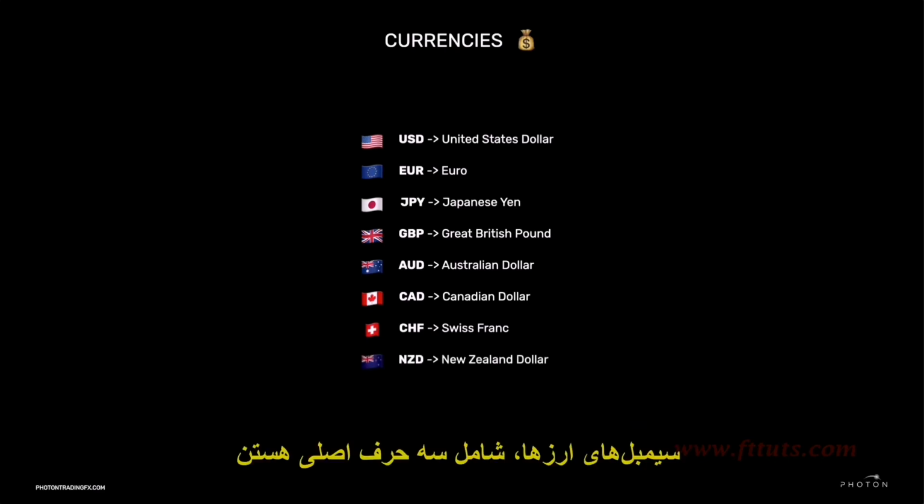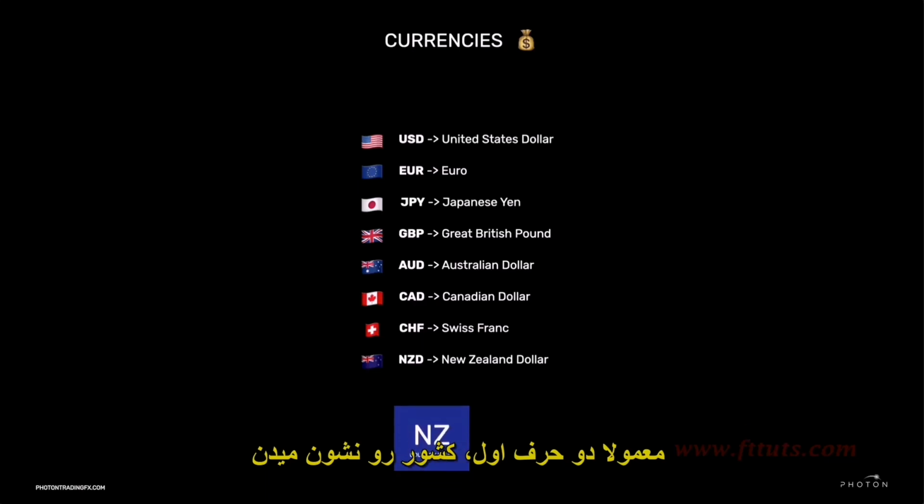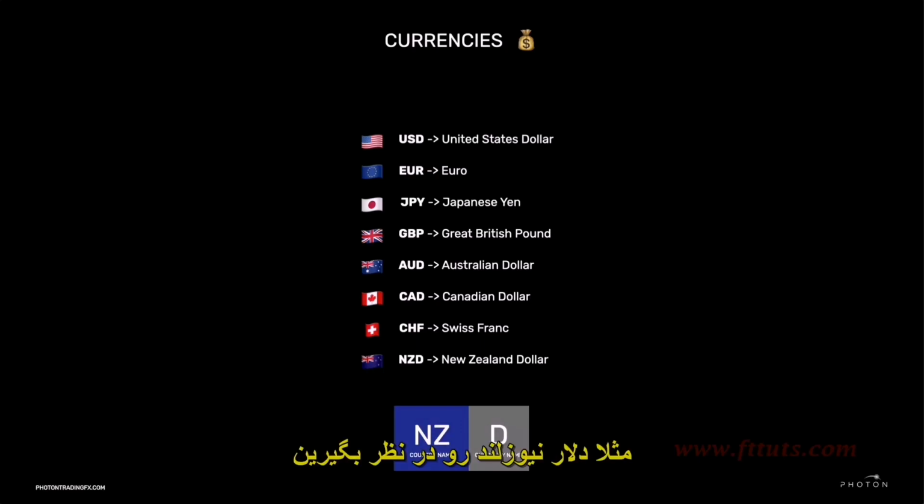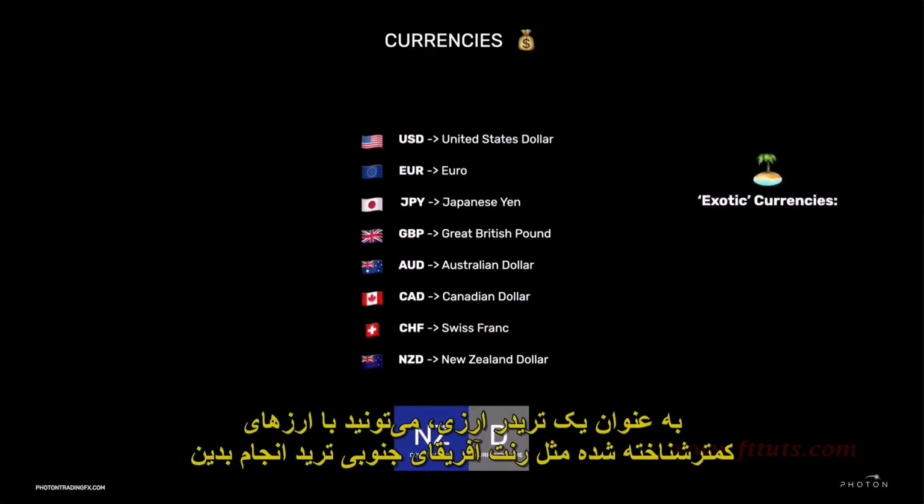Now, currency symbols always have 3 letters, where the first 2 identify the country, and most of the time, but not always, the third letter represents the name of the currency. So take the New Zealand dollar for example, NZD. The NZ stands for New Zealand and the D stands for the dollar. Pretty simple, right?